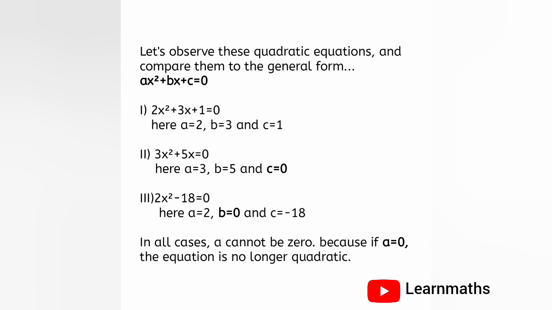In all cases, a cannot be 0, because if a is 0, then there will exist no x squared. Okay, imagine for this first equation that 2 was 0, that is 0x squared, you have no x squared, and it is this x squared that makes an equation quadratic. Without this x squared, you don't have a quadratic equation.